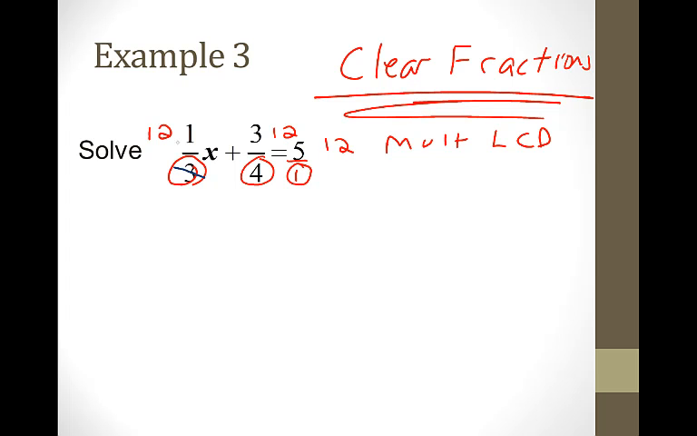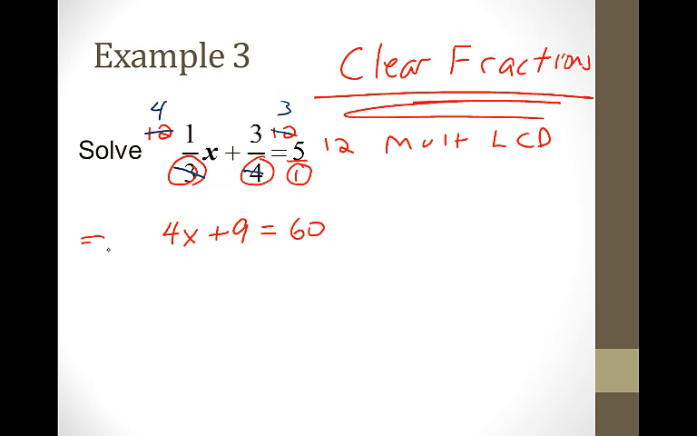So the 3 goes into 12 4 times, and the 4 goes into 12 3 times. And then do the arithmetic. 4 times 1x is just 4x. Then 3 times 3 is 9. And then 12 times 5 is 60. So one of the common errors that is made here is that if you multiply the left side by the 12, you have to multiply the right side. Even if there's not a fraction over there, we still multiply. Whatever we do to one side, we do to the other side.